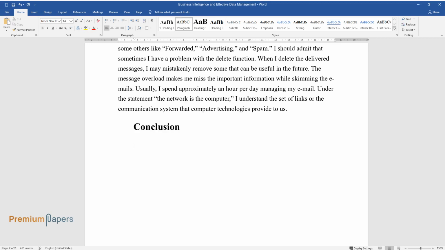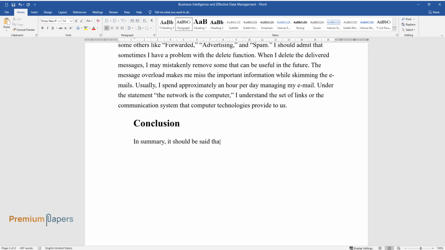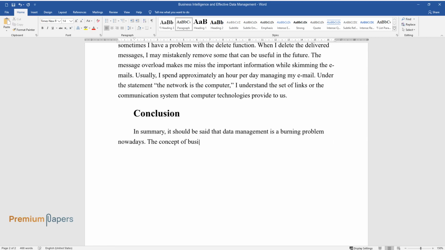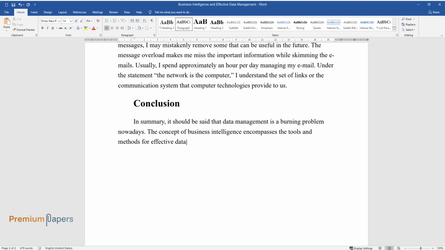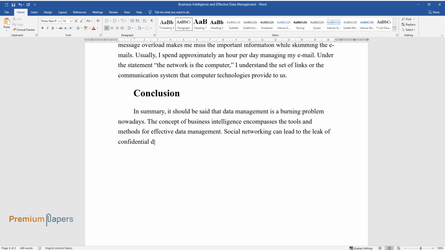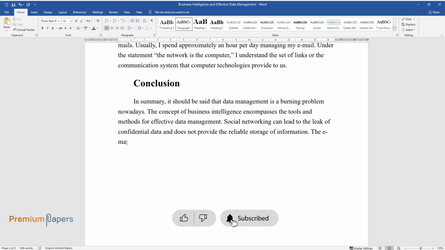Conclusion. In summary, it should be said that data management is a burning problem nowadays. The concept of business intelligence encompasses the tools and methods for effective data management. Social networking can lead to the leak of confidential data and does not provide the reliable storage of information. The email is one of the examples of modern communication media resulting in data overload.